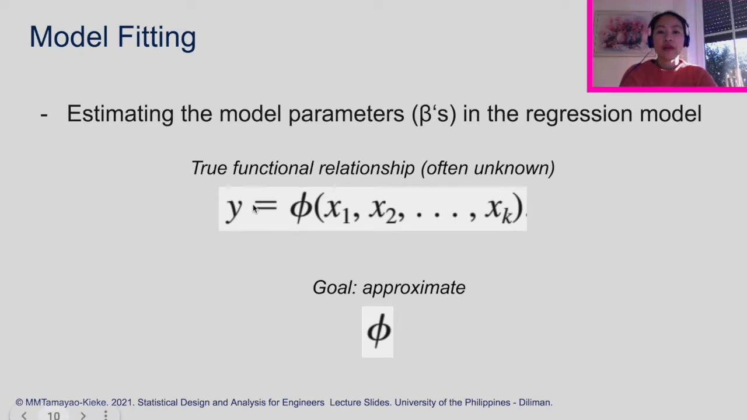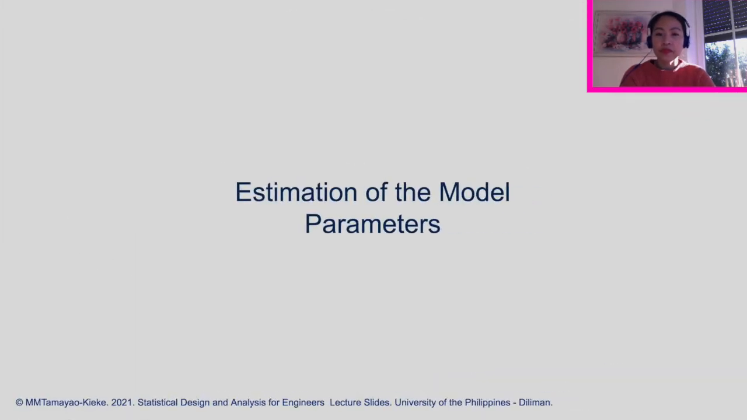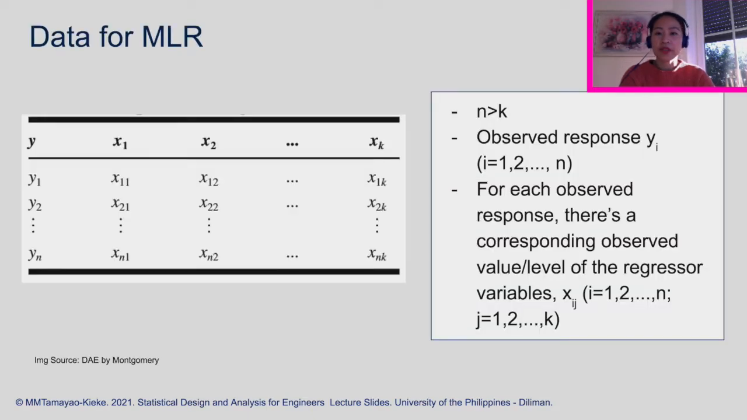So suppose you have the true functional relationship y equals phi of x1 to x sub k, and this functional relationship is often unknown. So the goal is basically to find those parameters such that we approximate phi. So how do we estimate the model parameters?